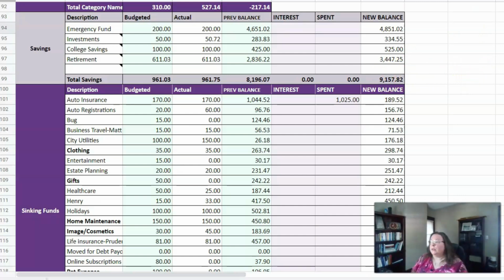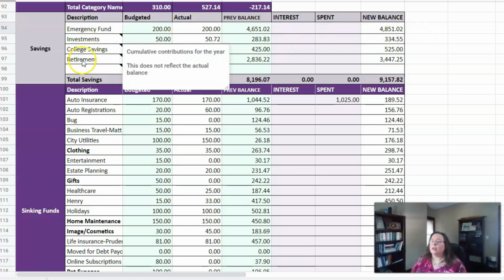So getting back to the spreadsheet, we have our savings section. So we put $200 to the emergency fund, $50 into investments, $100 into college savings, $611 into retirement, and that brought our total to $961, which was right on target. And if you look here, you can see we are sitting at $4,851 is our balance in our emergency fund. We are trying to build that up slowly but surely, while we're also trying to pay down debt and save for our future, and save for short-term things. So many things going on all at once.